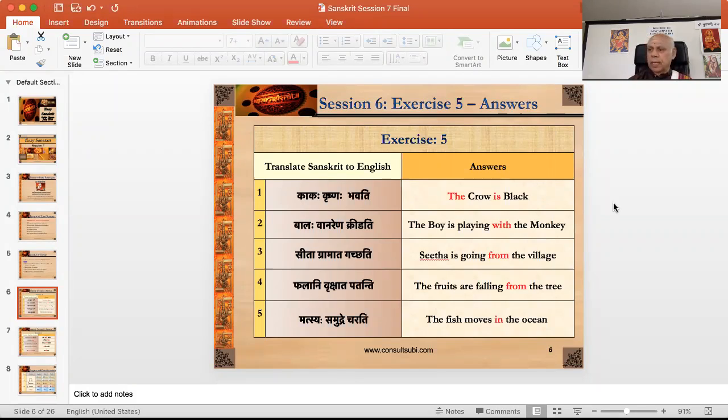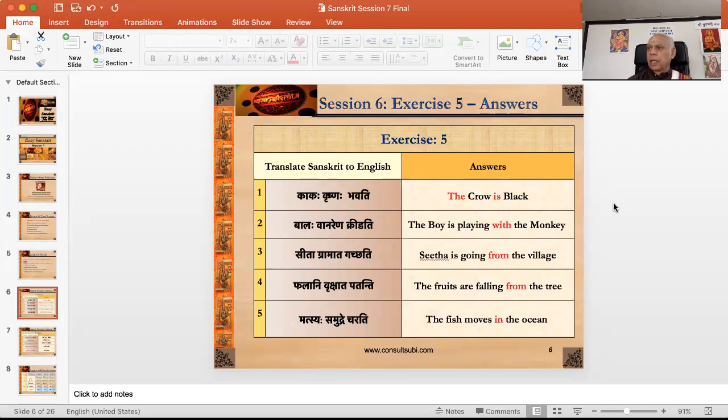Matsyaha samudre charati. The fish swims in the ocean, the fish moves in the ocean, both are correct. But the point is in. Samudre refers to in. Okay. So get these, I have marked these all in red so that you know when you say gramat, vrikshat, it is meaning from, not to.